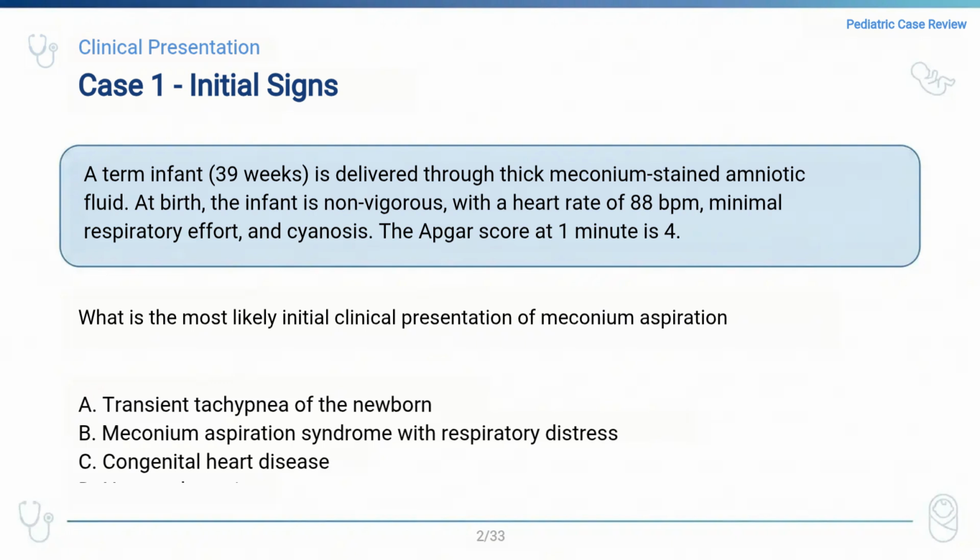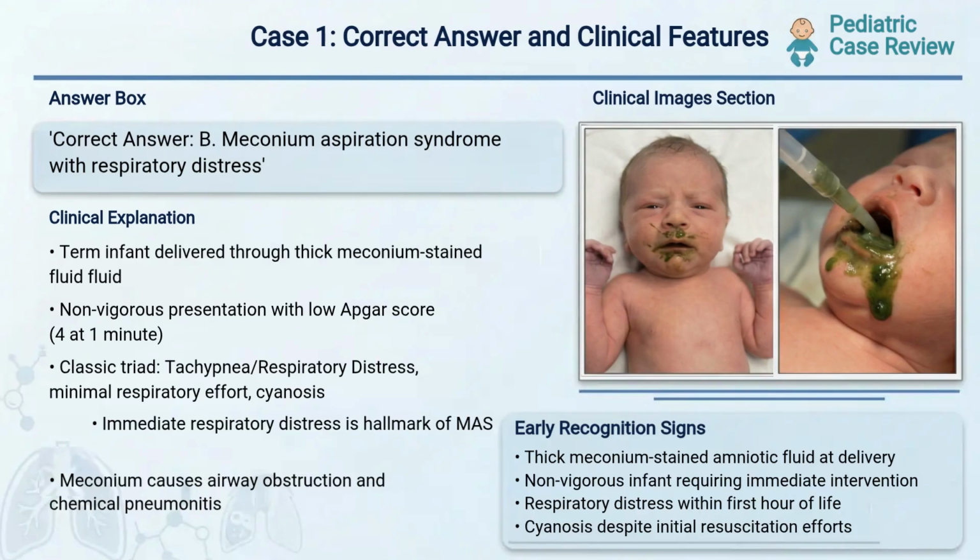Option A. Transient tachypnea of the newborn. Option B. Meconium Aspiration Syndrome with respiratory distress. Option C. Congenital heart disease. Option D. Neonatal sepsis. The correct answer is Option B. Meconium Aspiration Syndrome with respiratory distress.